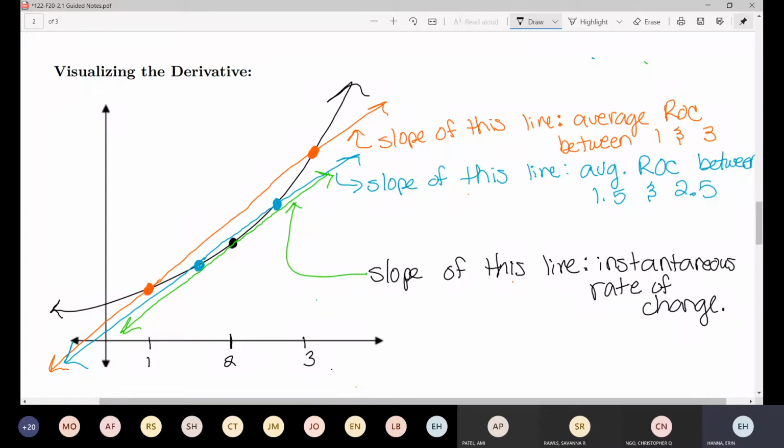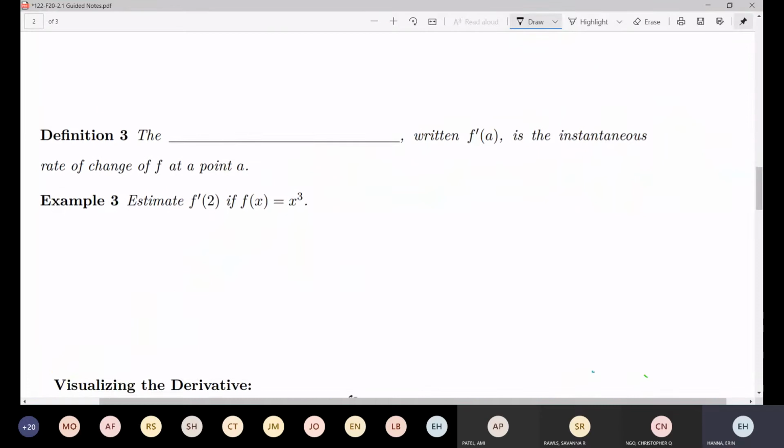So what does that look like when we actually do it algebraically? So leave this up for another 5 seconds. And then we'll scroll back up.